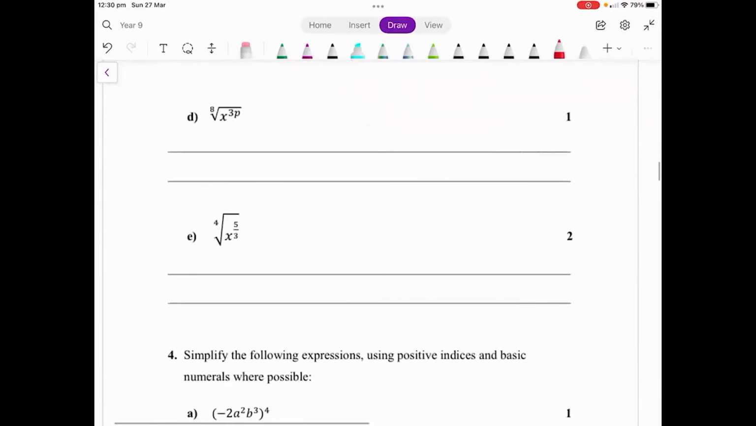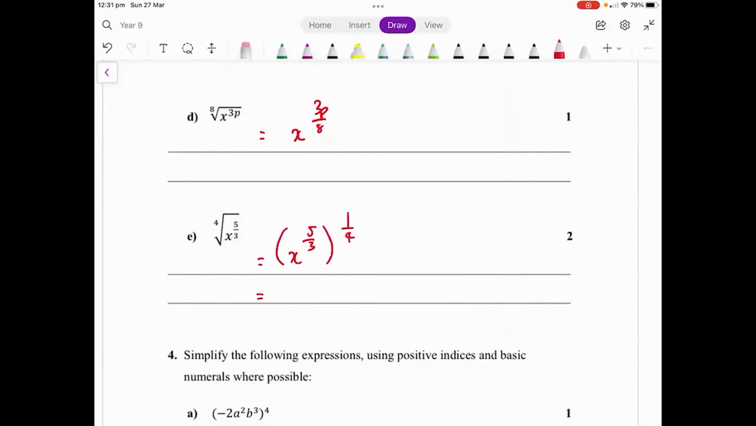Question D, we need to write it the other way around. We can see 8 is the root, so 8 will be the denominator. 3p is the power, so that will be the numerator. So it becomes x to the power of 3p over 8. Question E, we have x to the power of 5 over 3 inside the fourth root.